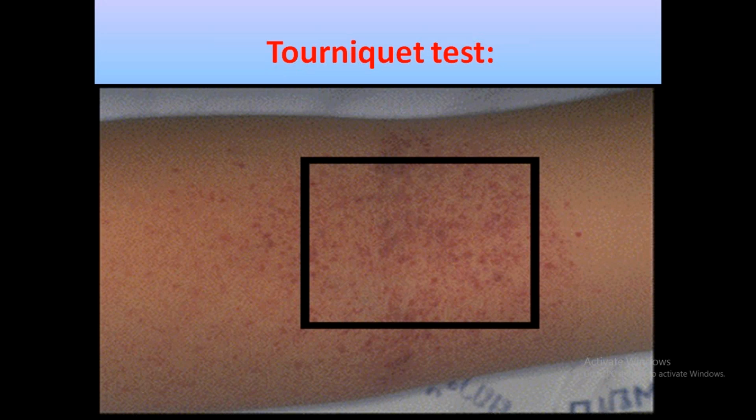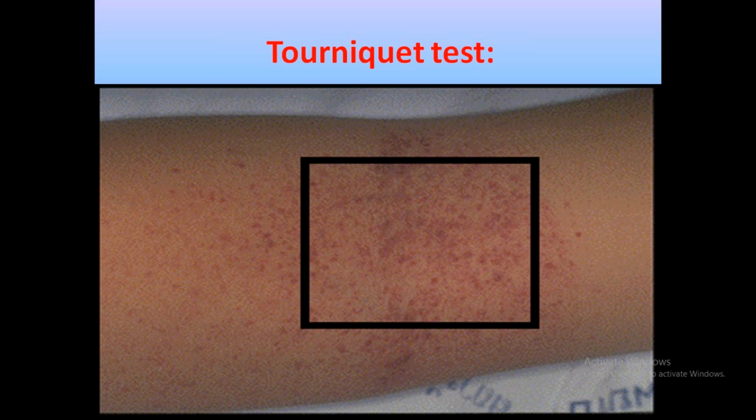So here you can see the petechial purpuric rash. If you take 1 square inch, that is 2.5 centimeters square, and count these petechiae, you can see there are almost more than 30 or 40. So 20 or more is equivalent to a positive tourniquet test, indicative of dengue fever according to WHO criteria.